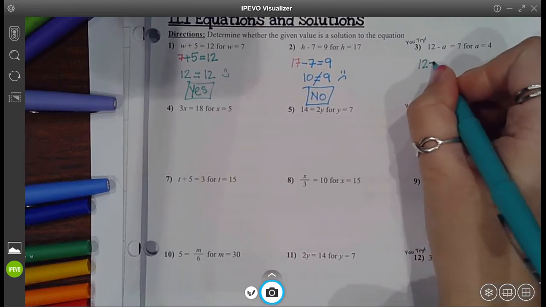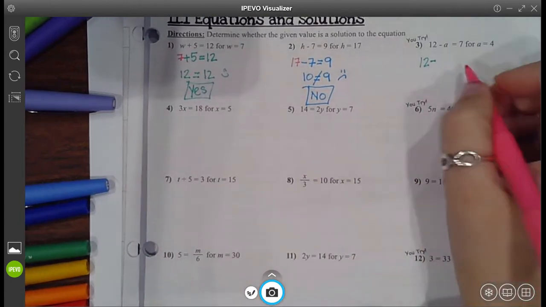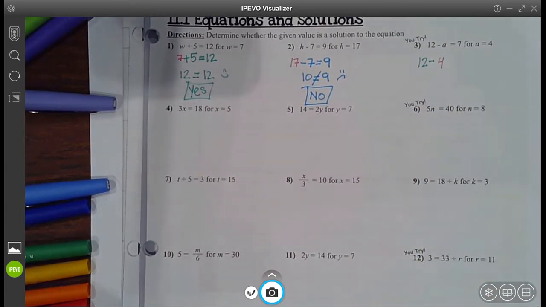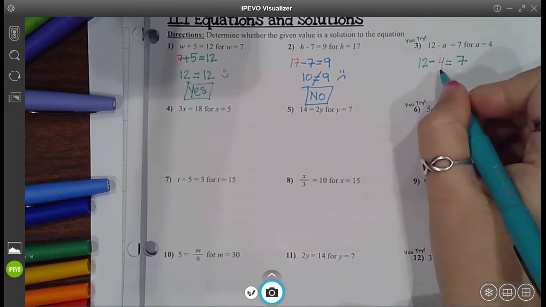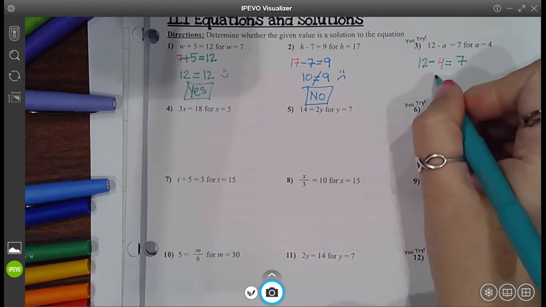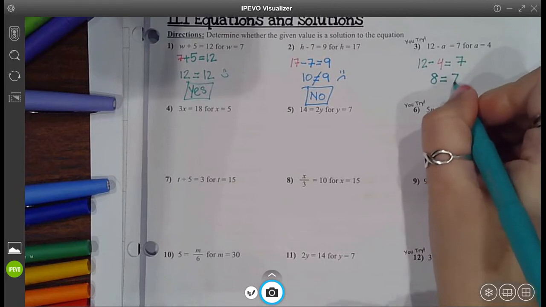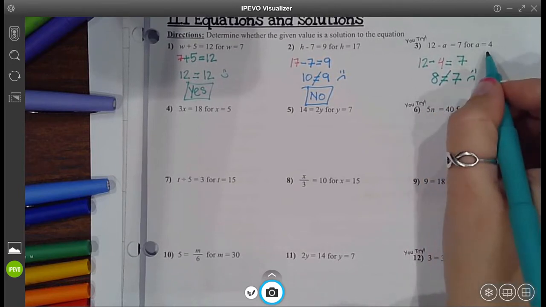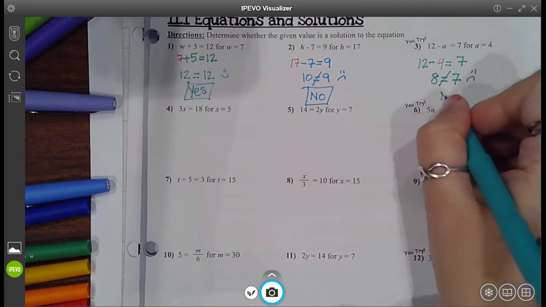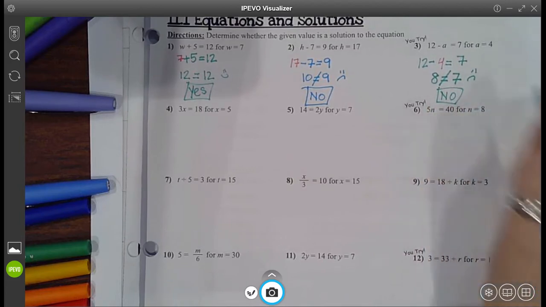You have 12 minus, what do they think A is? They think A is 4. Equals 7. So simplify. What's 12 minus 4? Well, 12 minus 4 is 8 equals 7. Is that a true statement? It sure isn't. So is 4 a solution to that equation? No, because it didn't end in a true statement.